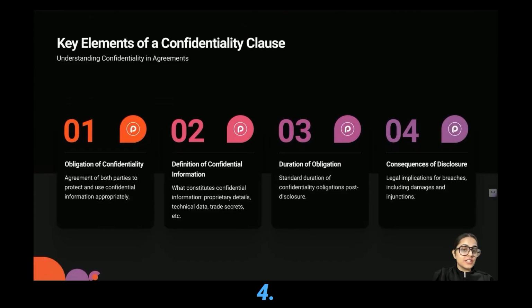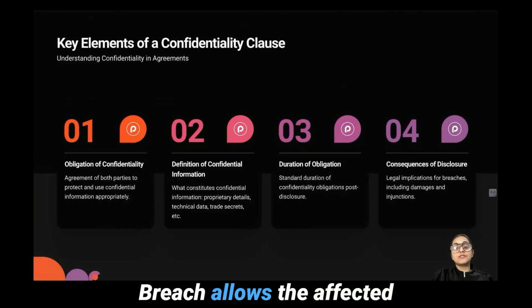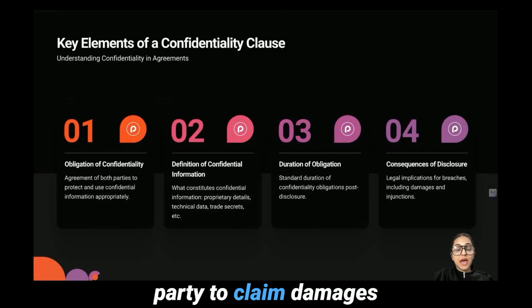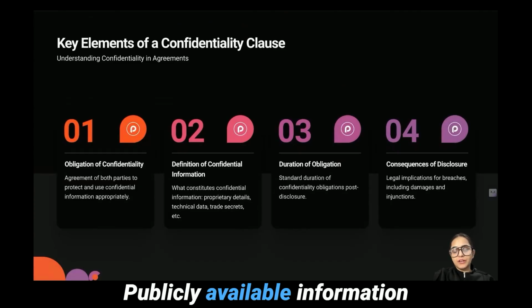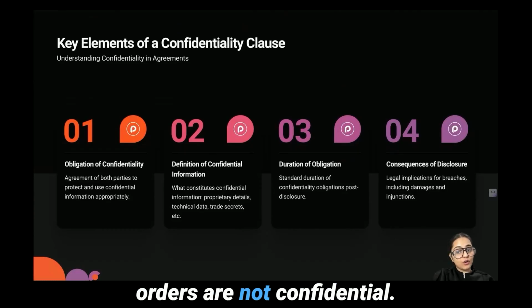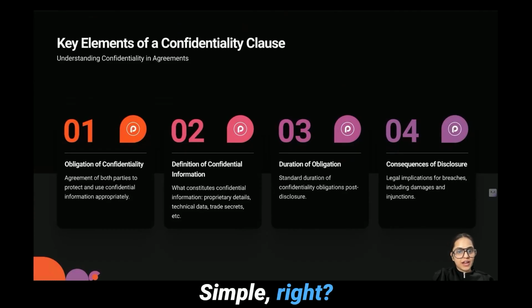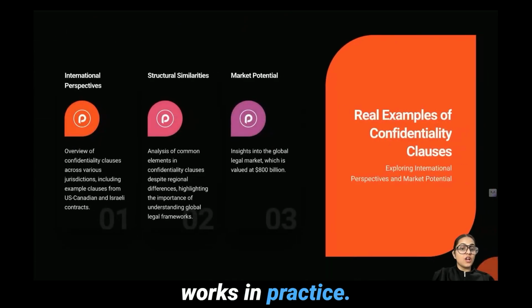4. Consequences of disclosure. Breach allows the affected party to claim damages and seek injunctions. 5. Exceptions. Publicly available information or data disclosed by court orders are not confidential. Simple, right? Let's look at how this works in practice.